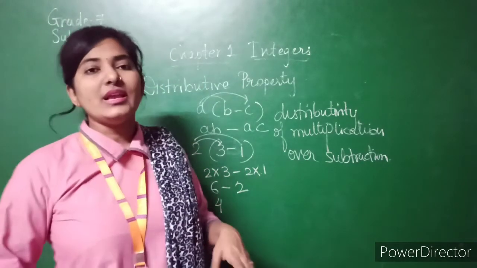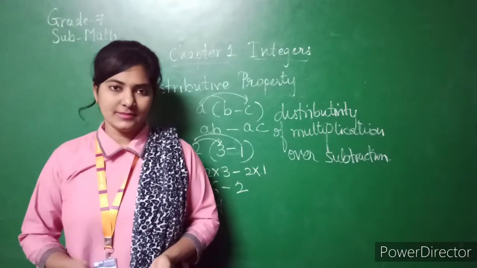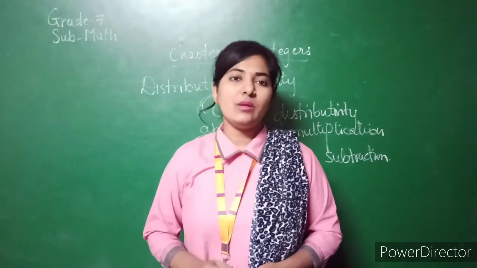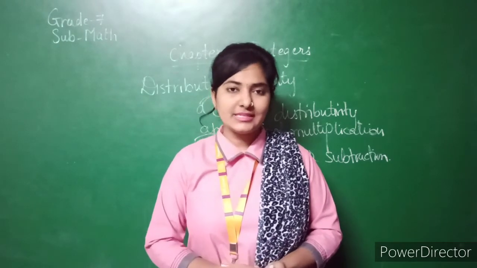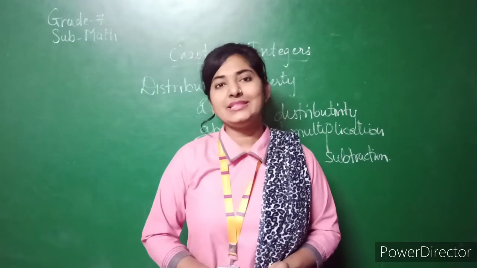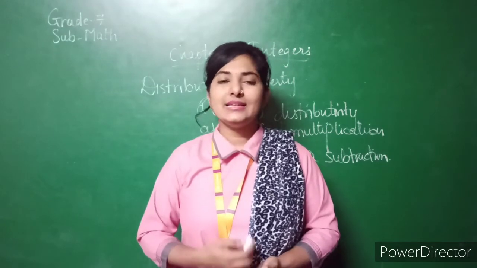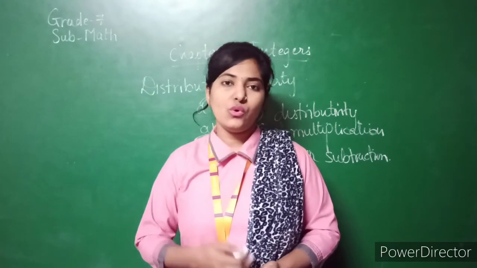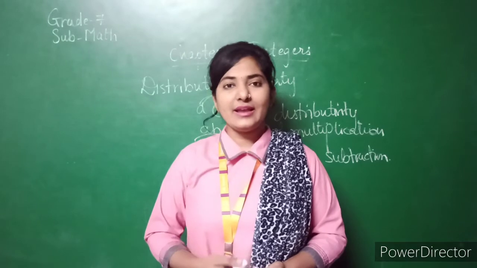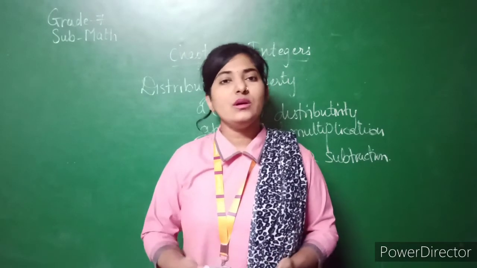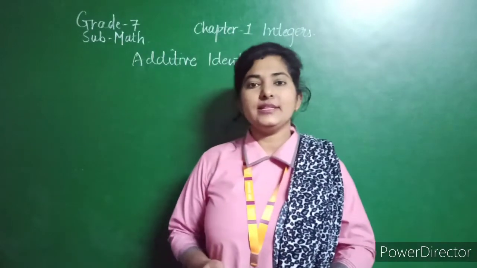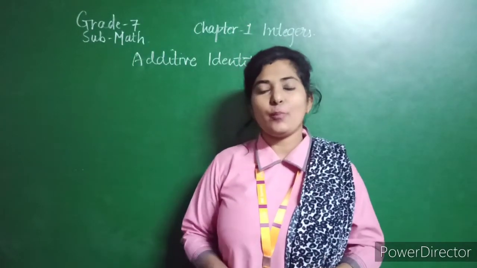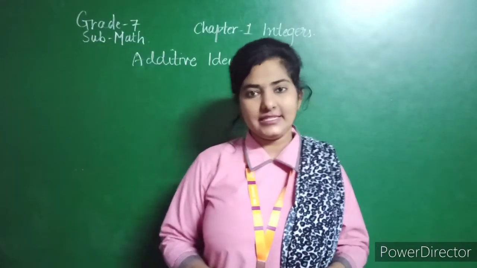So here we completed our properties. Dear student, we completed the different properties. We had seen closure property, then commutative property, then associative property and distributive property. Now let's come to the next topic, that is additive identity.